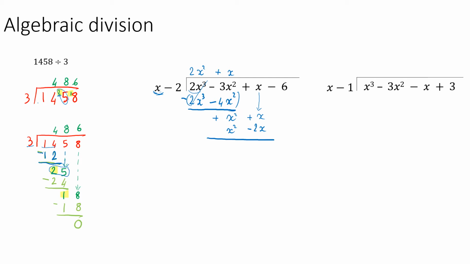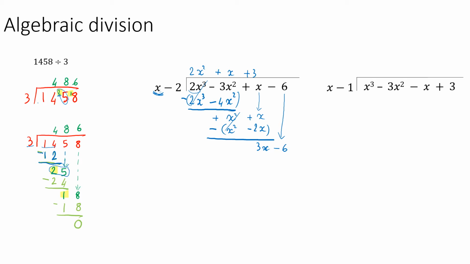Once I've done this, I can now prepare my subtraction. So I'm going to need to subtract the second terms from the first one. The x squared are cancelled, x squared take away x squared, this is gone. And then we're going to have x take away minus 2x. We take away a negative, so the same as adding 2x, the result is 3x. If you have your 3x, you can now bring down the minus 6. And you need to do your third round. So how many x goes into 3x? Well, I need a plus 3.